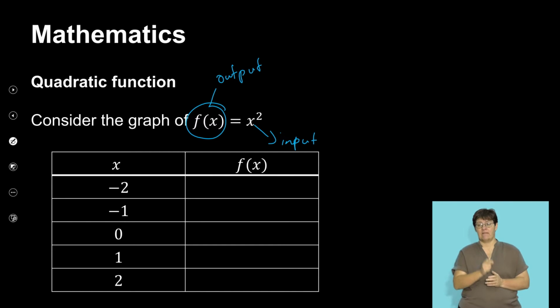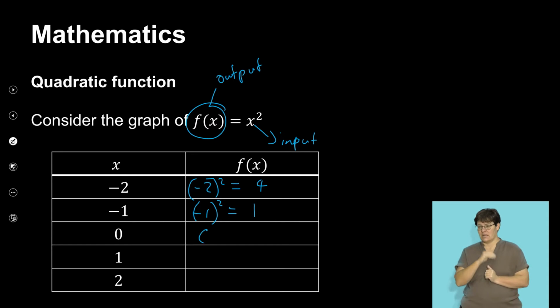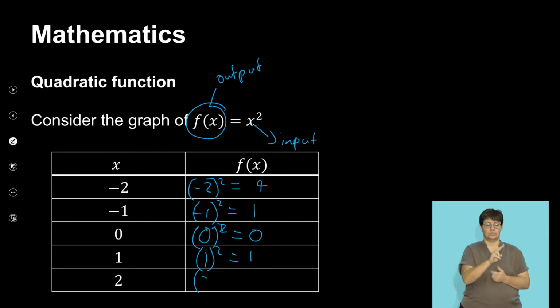So when x is -2, the value of f(x) is going to be (-2)², which will give me a positive 4. When x is -1, it will be (-1)², which will give me positive 1. When it's 0, it will be 0², which is equal to 0. When it's 1, it will be (1)², which is equal to 1. And when it's 2, it will be (2)², which is equal to 4.